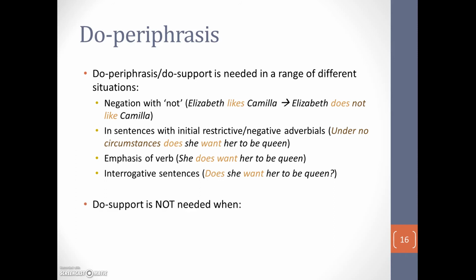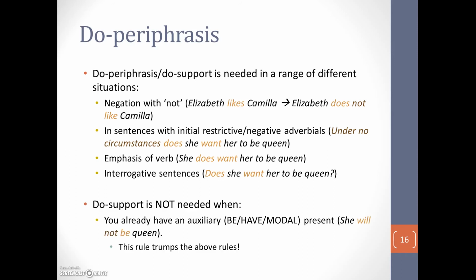However, we do not need do support when you already have an auxiliary. Okay, so be, have, or a modal auxiliary present, because they can carry the negation. It's only if we have a sentence that only has the main verb, then that main verb cannot carry it, okay? So then we need some sort of help. We need this do support in to carry the negation. That's a way of thinking about it, all right? But if we have an auxiliary there already, well, they can carry the negation, okay?